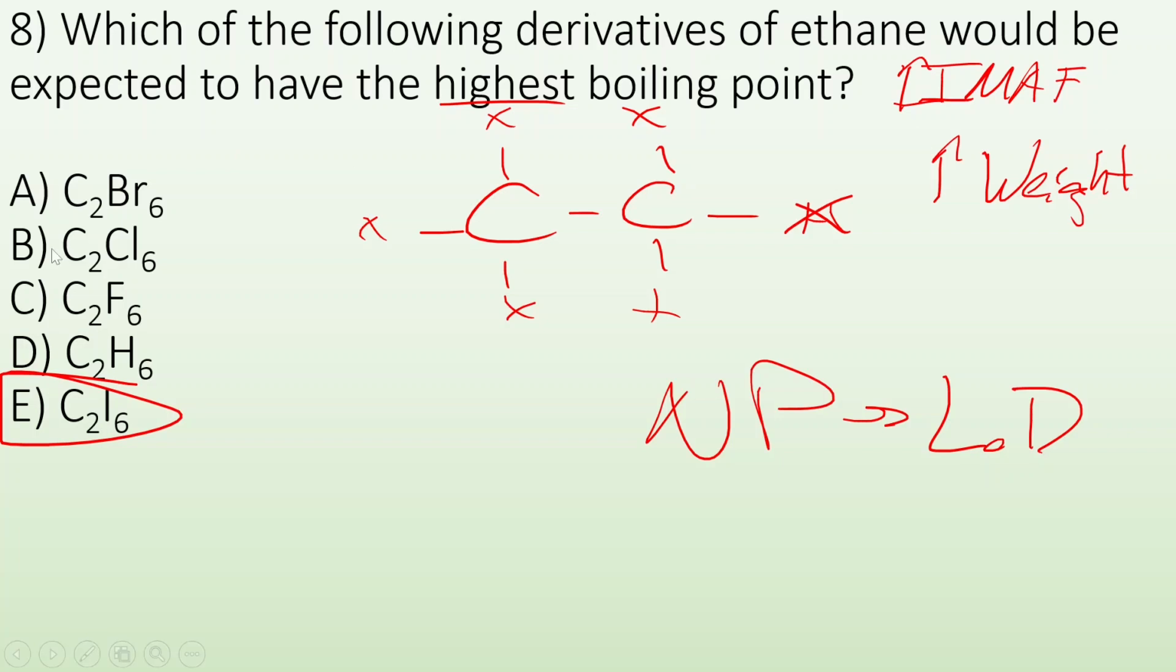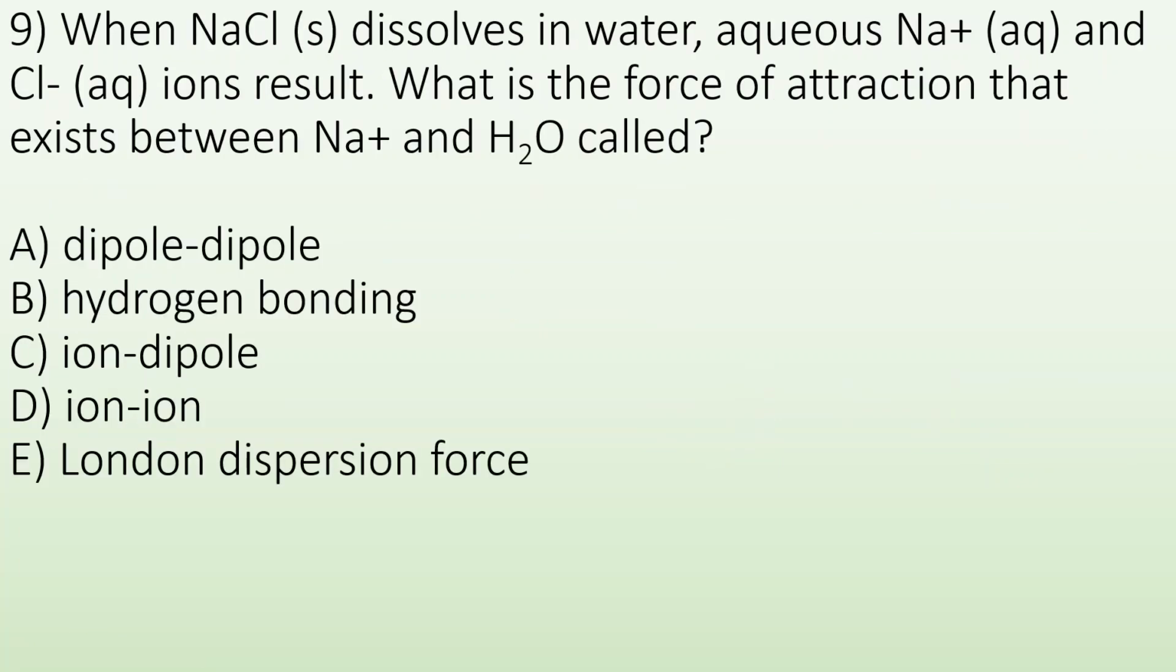All right, last one in the set. When NaCl solid dissolves in water, aqueous Na+ and aqueous Cl- ions result. What is the force of attraction that exists between the Na+ and the H2O called? So Na+ is an ion. H2O has dipole attraction. So when we talk about what attractive force is in between them, it's called the ion-dipole attraction. Not the most creatively named, but that's what it is.